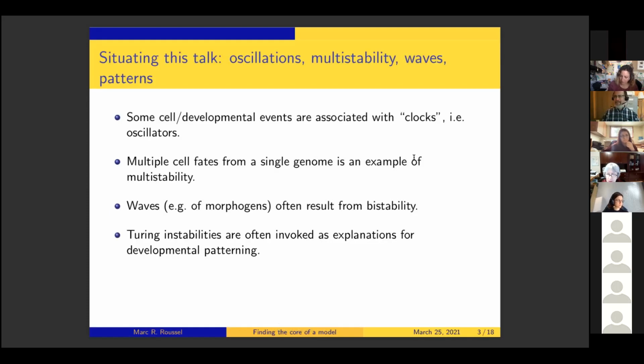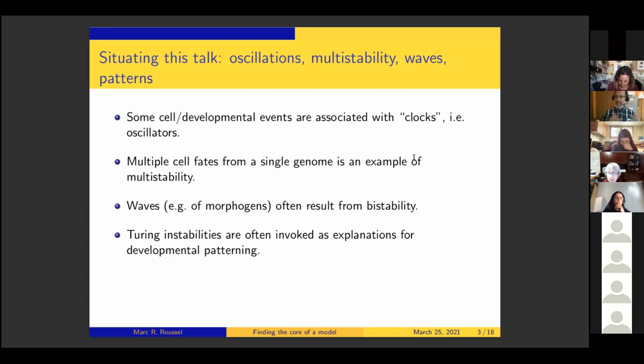And then, of course, everybody talks about Turing patterns. There's relatively few, even after all these years, relatively few examples where you can definitely say, that's a Turing pattern. But people still invoke Turing instabilities as explanations for developmental patterning. So we have all kinds of interesting dynamics that might be important in development. That's certainly important in some developmental events.